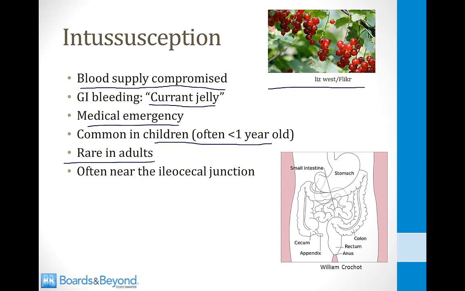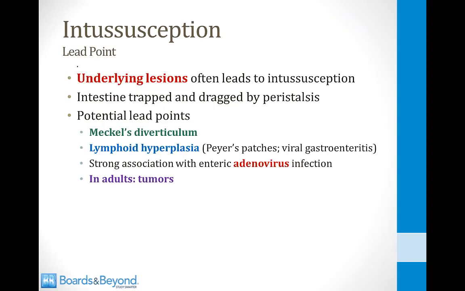It's very rare in adults, and it often occurs near the ileocecal junction. If you look at this picture on the right side of the screen here, this is where the ileum inserts into the cecum, and this is where intussusception often occurs in children. For step 1, it's very high yield to understand a concept related to the pathogenesis of intussusception called presence of a lead point.